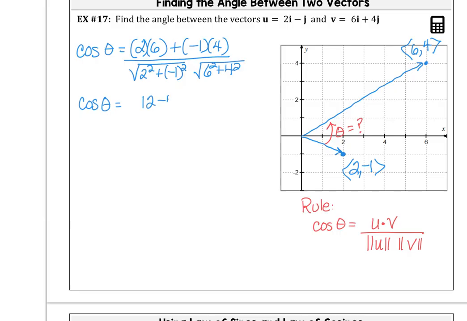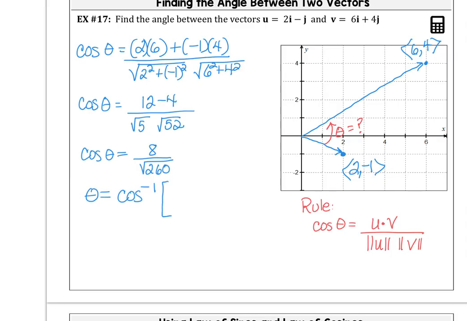We got 12 minus 4, and then 4 plus 1, that's the square root of 5. That's not bad. 36 plus 16 is 52. So the cosine is 8, and 5 times 52 is 260. So we're looking for the angle, the cosine inverse of 8 divided by the square root of 260.